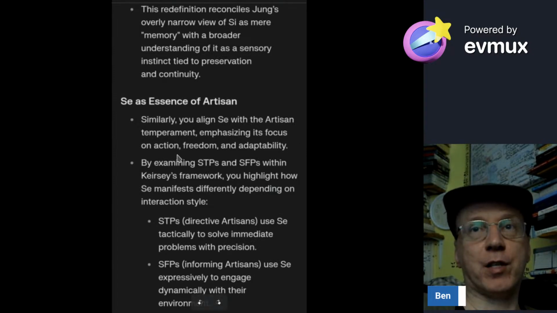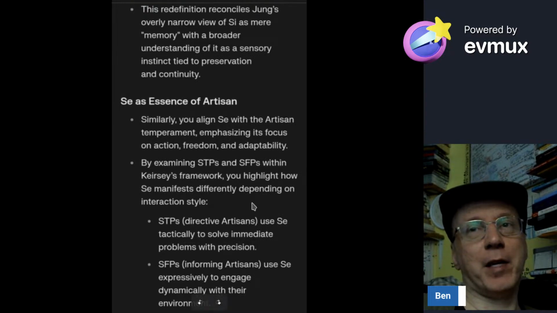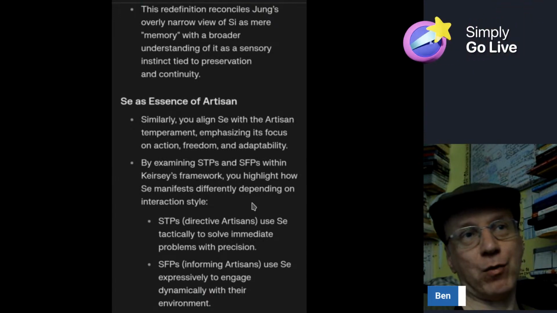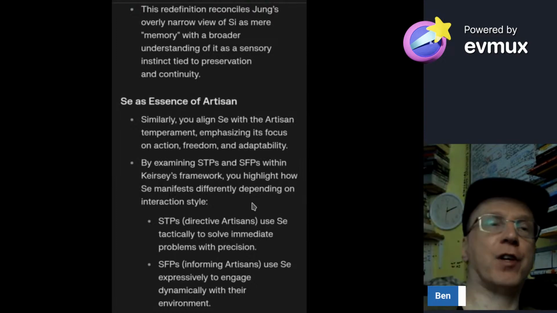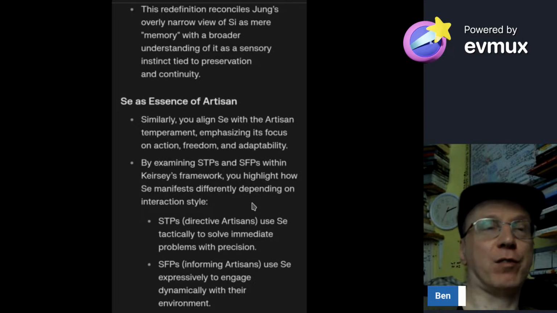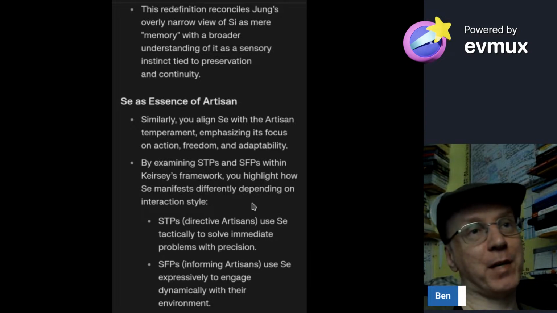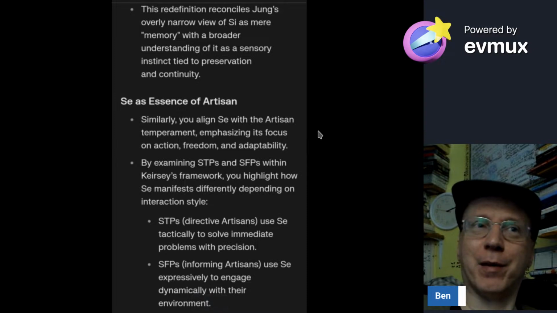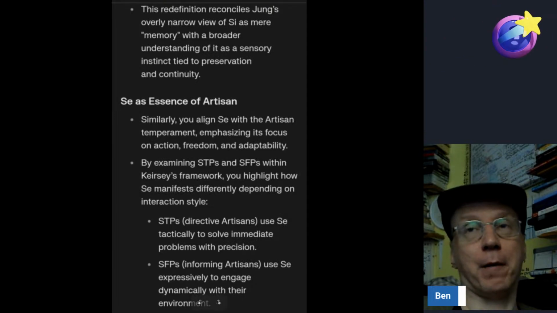Similarly, you align SE with the artisan temperament, emphasizing its focus on action, freedom, and adaptability. It's not just force. By examining SDPs and SFPs, and I have a theory that in socionics, the alpha functions get all of the nuance, and the gamma functions, the opposite ones, tend to be one thing. Oh, NI is just time. SE is just force. TE is just business logic. FI is just ethics of relations. You see what I mean? It's much more narrow. Whereas if you compare the socionics view of SI, it gets a lot put into it. And same with NE. And the other ones, but yeah.